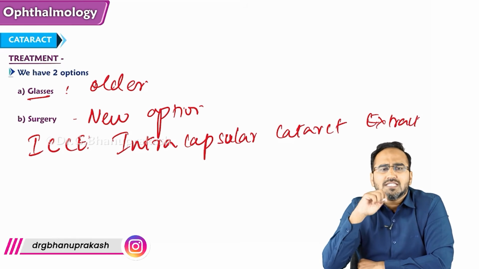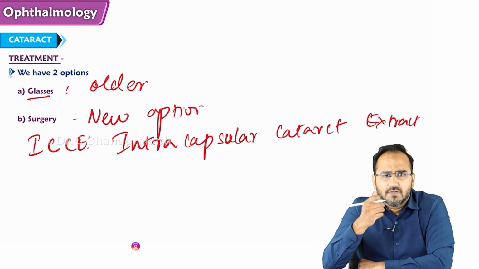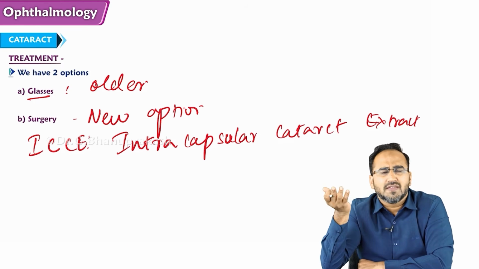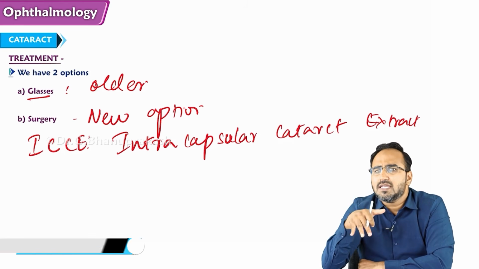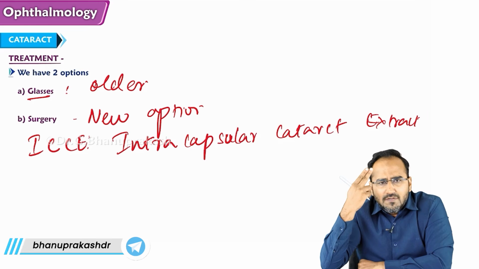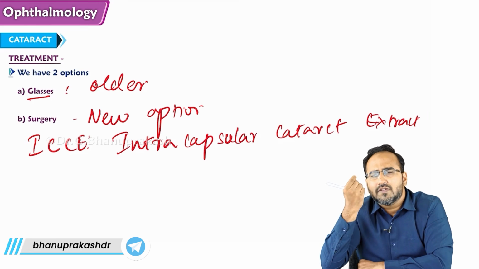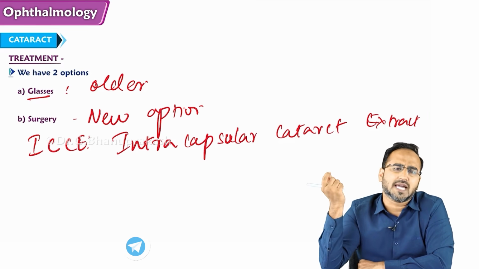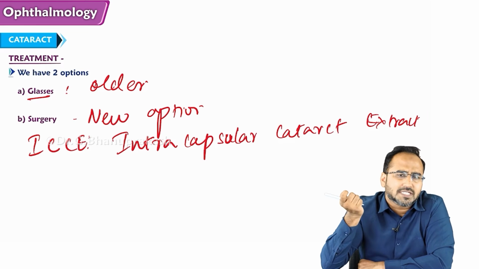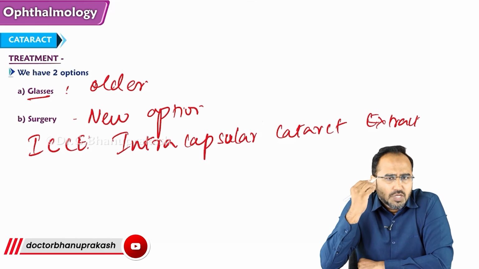15 years back when this surgery came into the market, what were we doing at that time? First we were giving glasses to the patient. Then we went to this surgery called ICCE. What did we do? We gave an incision on the capsule. We removed the lens as well as the capsule. In intracapsular cataract extraction, you give a 10 mm incision. First, you give a 10 mm incision on the sclerocorneal junction.